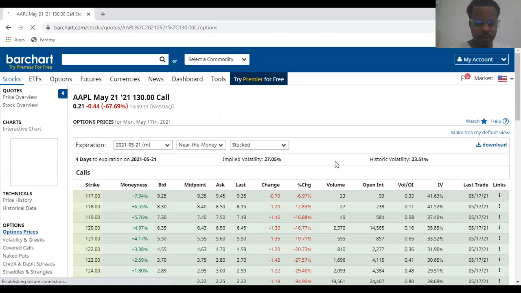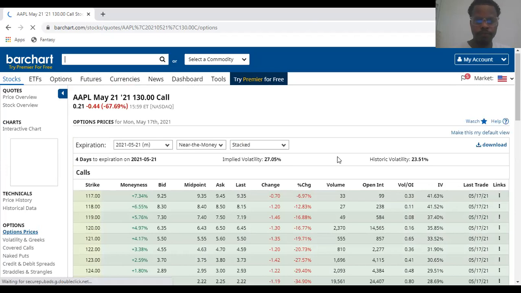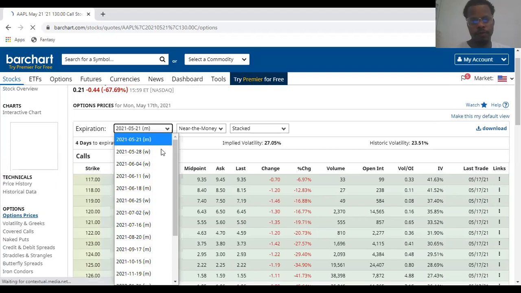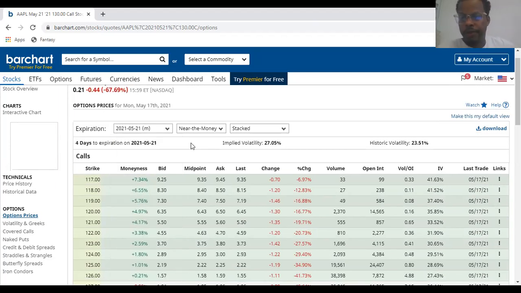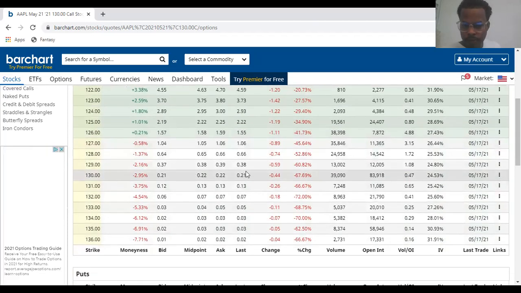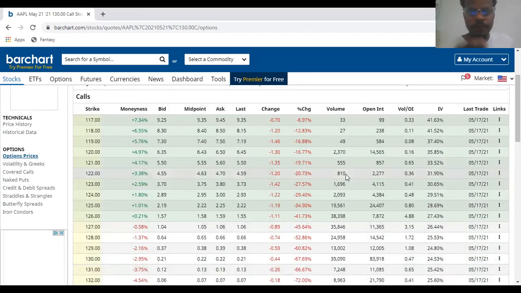All right, again, so these are the quotes for Apple. This is if you want to look at what else is happening that week, if you want to look at the other strikes, and this is the one we were looking at, the 130. So the last thing I'm going to show you guys is what I would do if I was thinking about buying this.